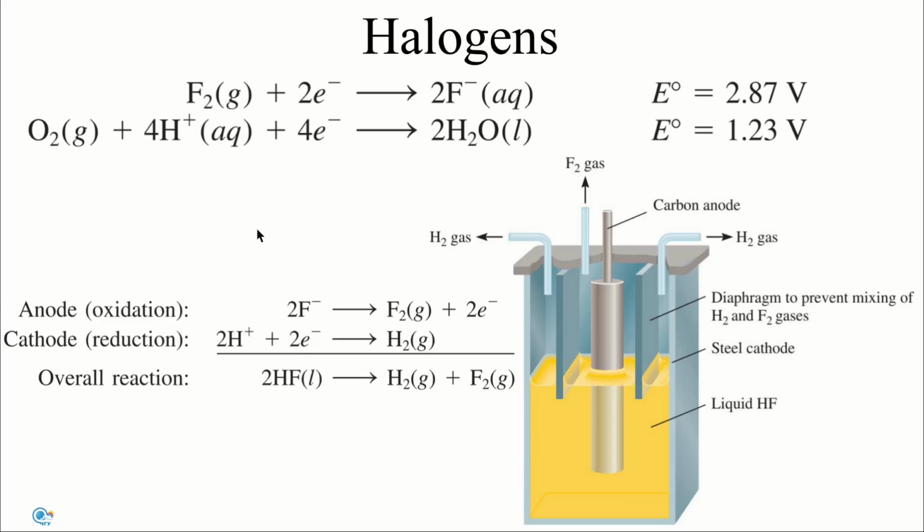You can see the anode, cathode, and overall reactions here. And the steel cell, the liquid hydrogen fluoride, and the steel cathode, and you can separate fluorine gas and hydrogen gas.